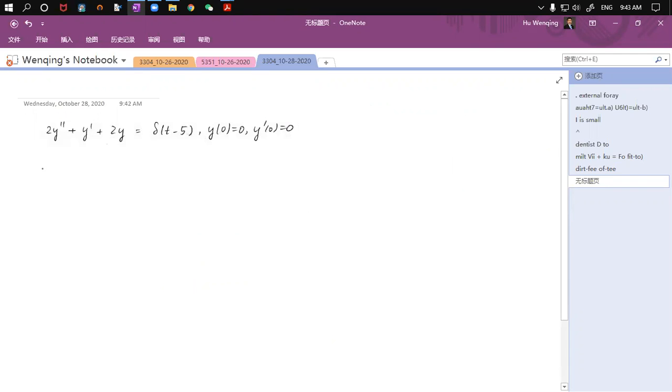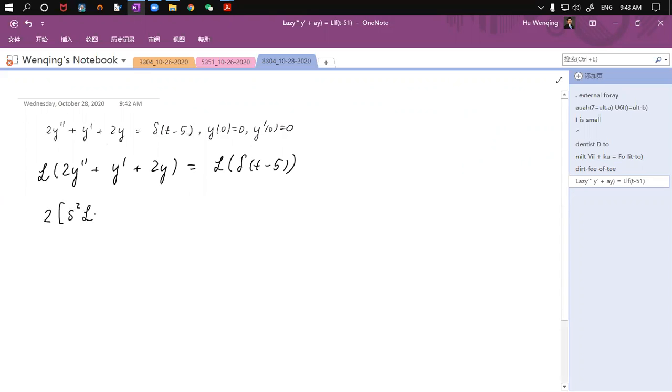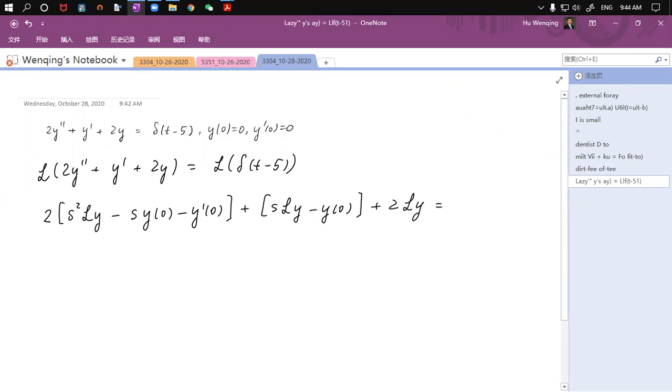Well, same thing. You're going to do a Laplace transform of 2y double prime plus y prime plus 2 times y is equal to Laplace transform of delta of t minus 5. We have already been studying the Laplace transforms for differential equations many times, so we can be a little bit fast. So this is 2 times s square of Laplace transform of y minus s of y of 0 minus y prime of 0, right? That's the first term, plus the Laplace transform of y prime is s Laplace transform of y minus y of 0, right? So plus 2 times the Laplace transform of y is Laplace transform of delta t minus 5.